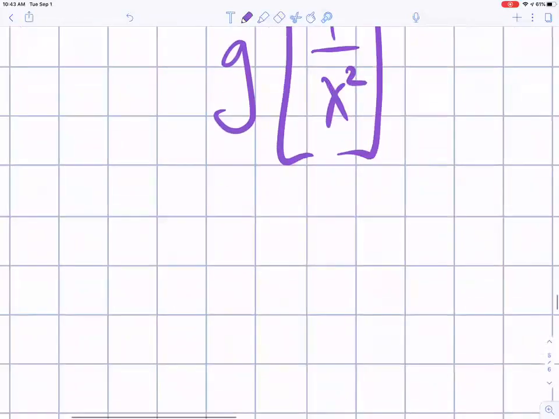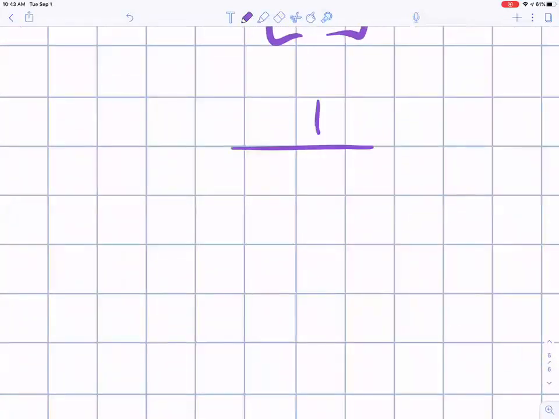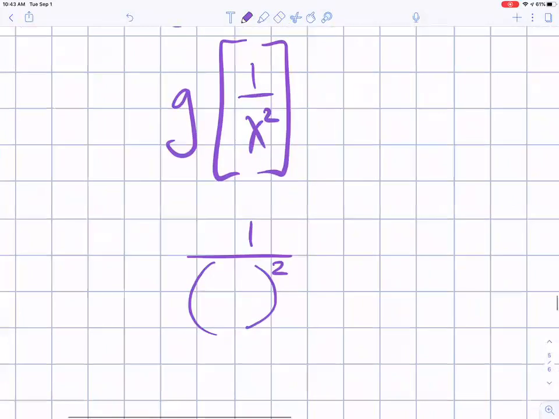Okay, so let's do that. 1 over ugly squared. What's going in for my ugly? That guy up above it, right? 1 over x squared. I'm not even touching the f function because I never had an f in my problem. So that's what triggers what it says.